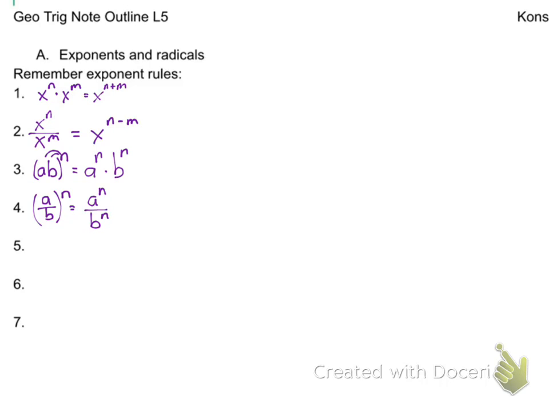Anything to the 0 power is 1. The 0 exponent rule. We like that one. It's amazing how many people get mixed up and say that it's 0. We got 2 more.